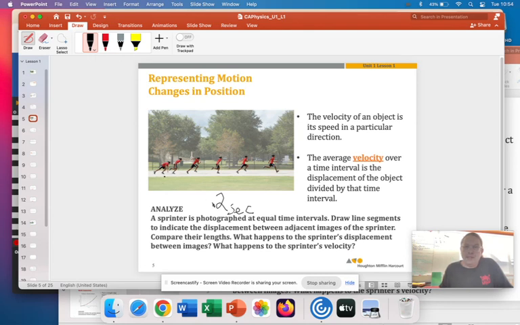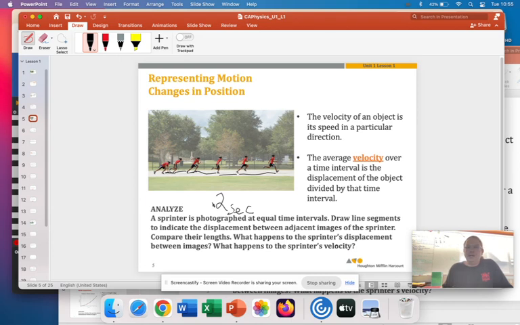Draw line segments to indicate the displacement between adjacent images. So I'm going to use the foot that's touching the ground, and we can see the displacement between each time interval is changing. There's different lengths. What's happening? Are those lengths getting overall longer? We can see this one's very much longer than how we started out.